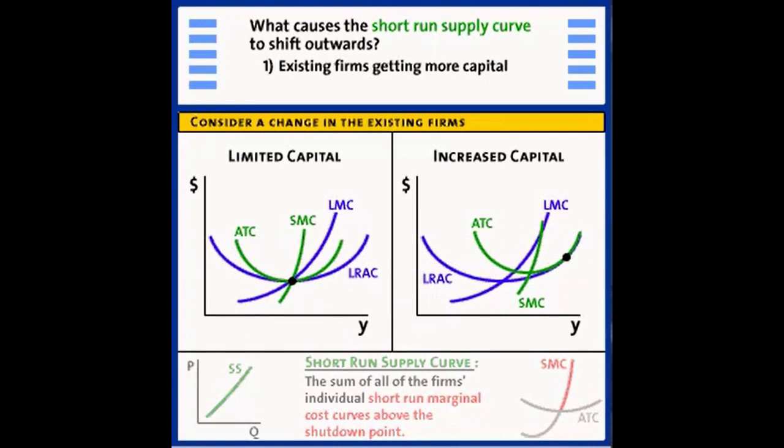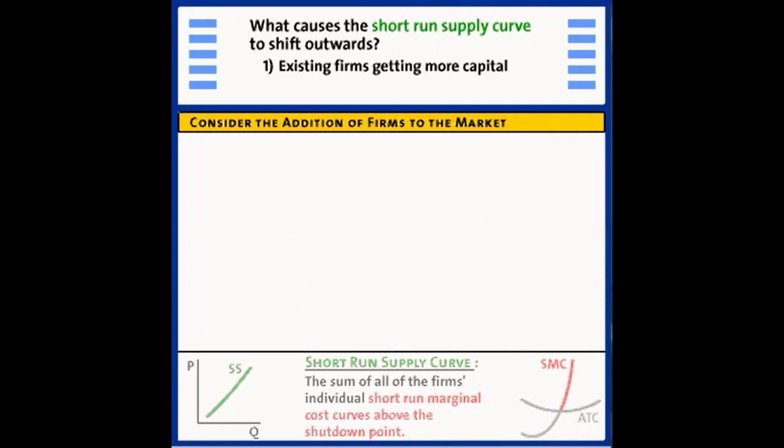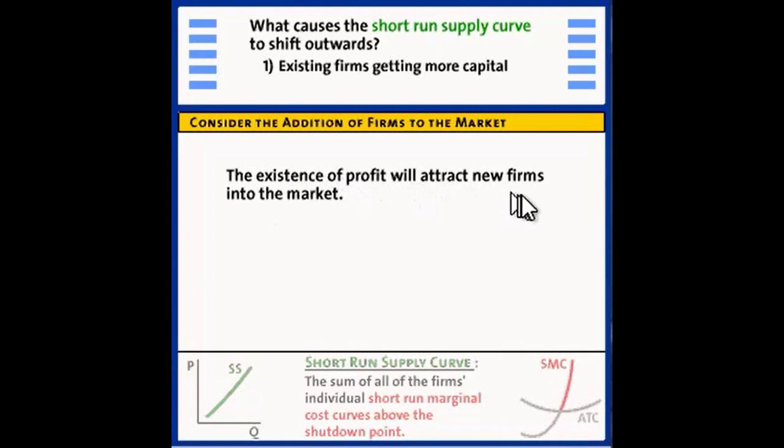The second reason that the short-run supply curve will shift outward is adding more firms. In the long run, when there's free entry, the existence of profit in this market will attract new firms into the industry. When new firms are attracted into the industry, those new firms add their short-run supply curves to the market. And that causes the market short-run supply curve to shift outwards. It shifts outwards because we are adding new firms.